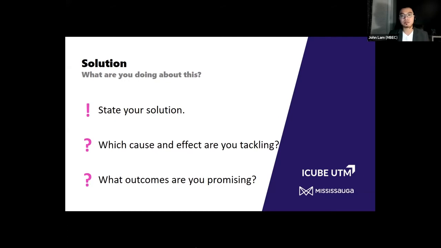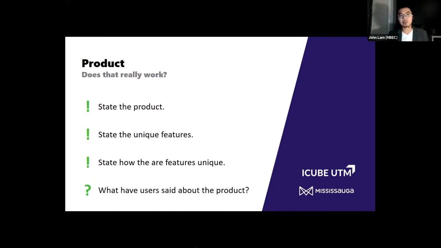So that's the solution. After you've done that, people are wondering, well, okay, does your solution actually work? How does this thing actually work? And this is where you dive into the actual product. Now we're getting a bit more granular about things like the technology that you've included, or how you're actually doing things. If you have a service, well, what does that look like, right? So state what the product is, the product category.